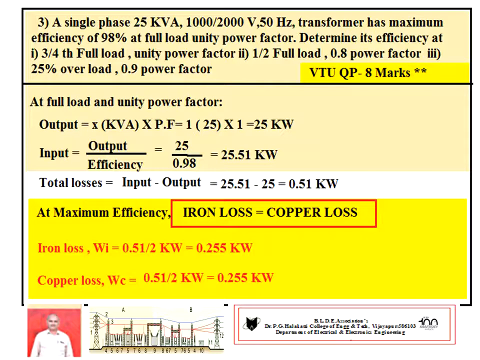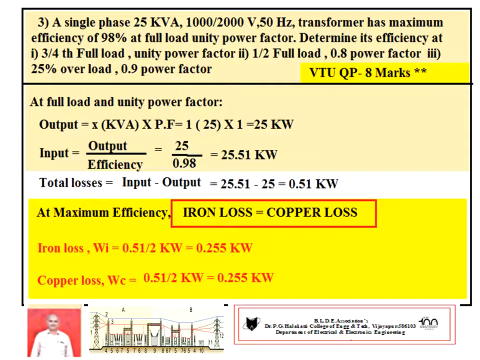So, where does the maximum efficiency occur? That is at full load and unity power factor. At this condition, you calculate output by using the expression x into kVA into power factor. So you are getting around 25 kilowatts. Efficiency is given, 98%, so efficiency becomes 0.98. By using the expression efficiency equal to output by input, I want to calculate input. Therefore, input equal to output divided by efficiency. So it becomes 25.51 kilowatt.